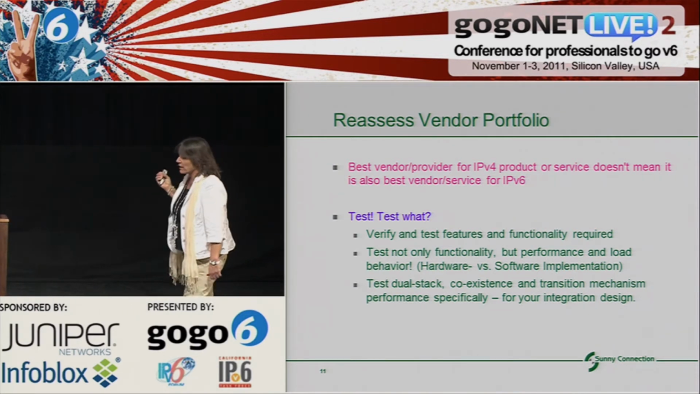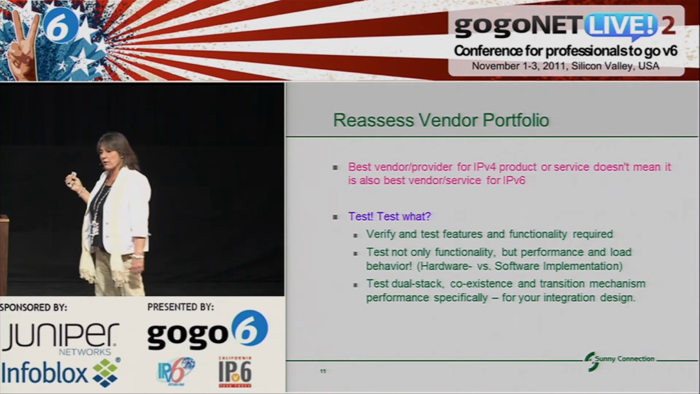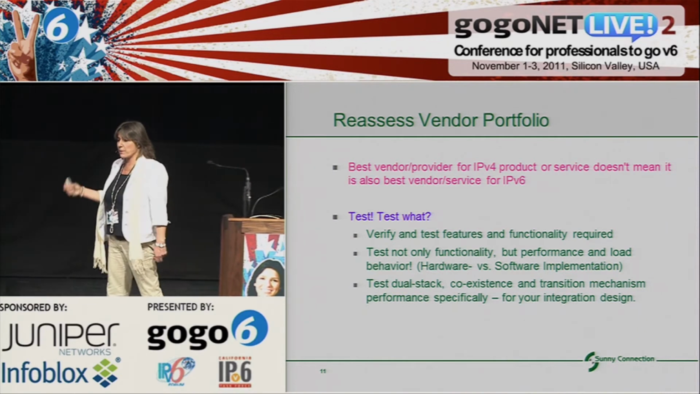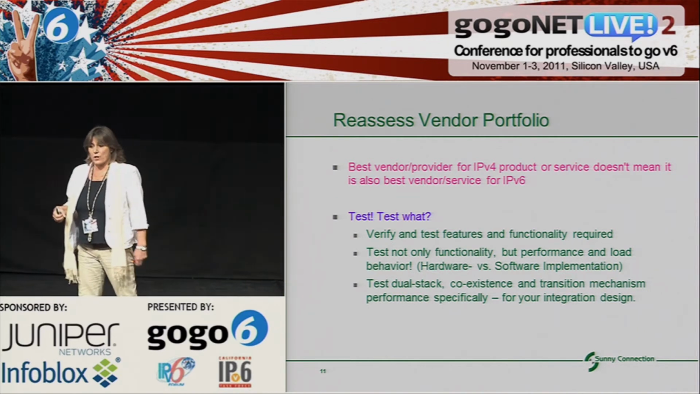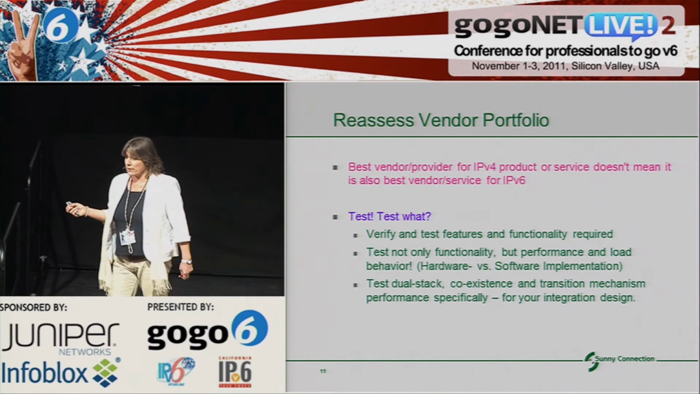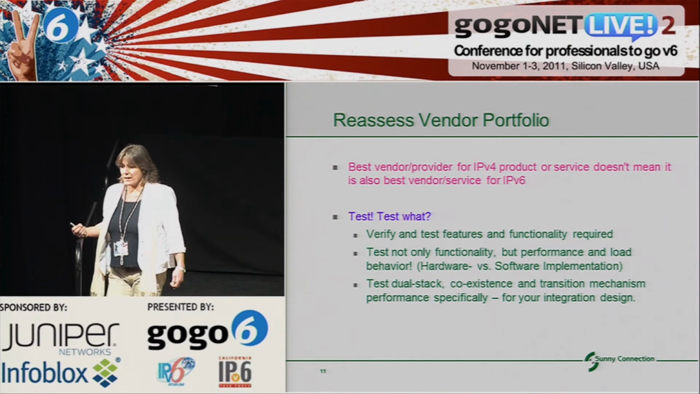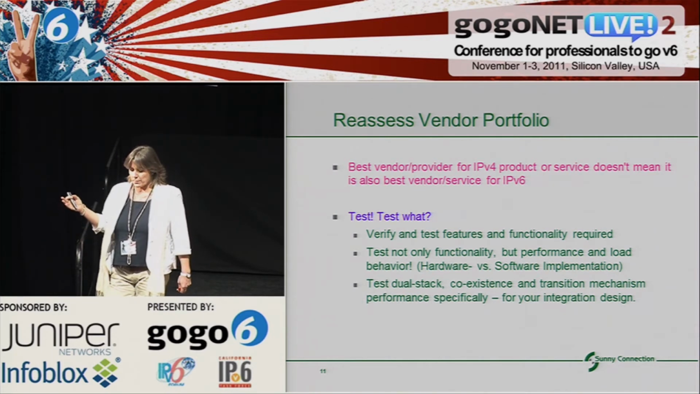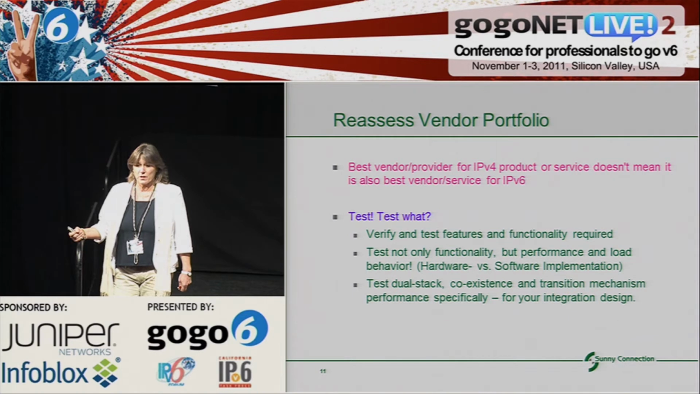What you have to be aware of is that if somebody has been a great vendor, or something has been a great product in IPv4 with the best performance and functionality, or somebody has been your best provider for IPv4 with great performance, it doesn't mean it's the same for IPv6. Specifically, when it comes to machines that have heavy load, like high-end routers, if they have great IPv4 performance, it doesn't mean they have great IPv6 performance, even if they support it in the checkbox.